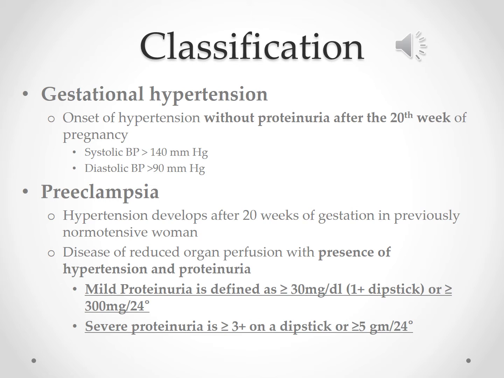Okay, but if you have persistent dipstick elevation, or you do a 24-hour urine and there's at least 300 milligrams of protein in 24 hours, that's mild preeclampsia. Severe proteinuria is when you have a 3+ or more dipstick, or you have 5 grams of protein in a 24-hour urine.